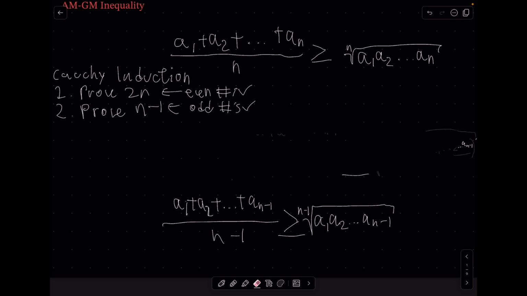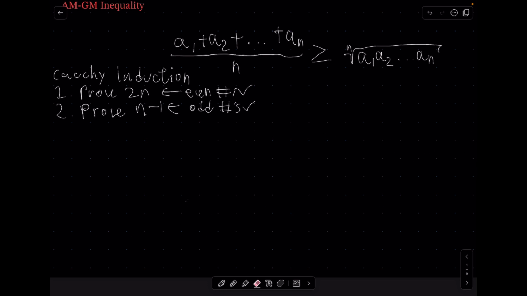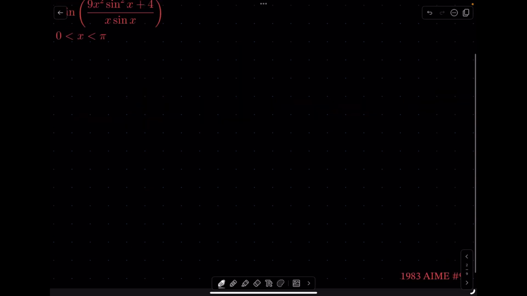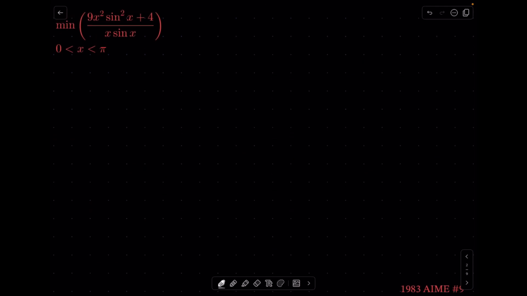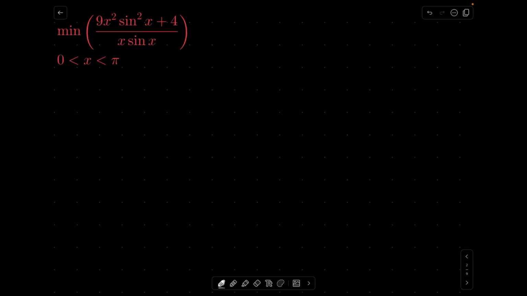Okay, so now that we're able to understand why AM-GM works, it's time to do some very basic problems using it. So this one is from the very first AIME, and it's number 9. The problem just asks us to find the minimum of this expression at the top such that x is between 0 and pi. Before I solve it, you might want to take a minute to pause and do the problem yourself.